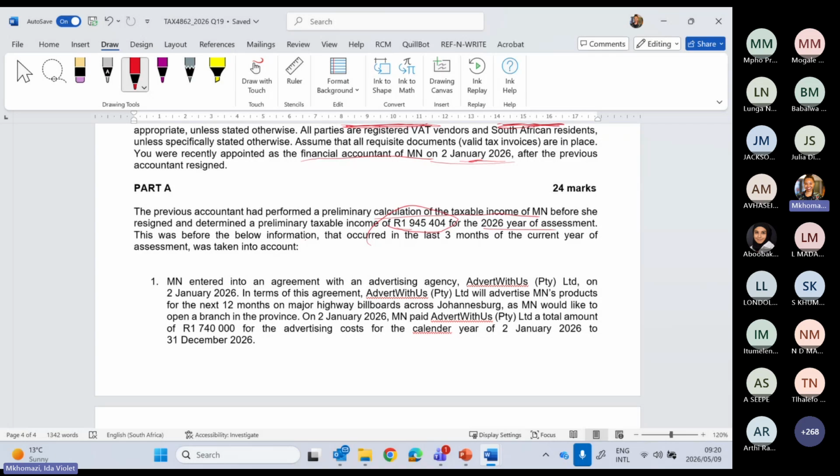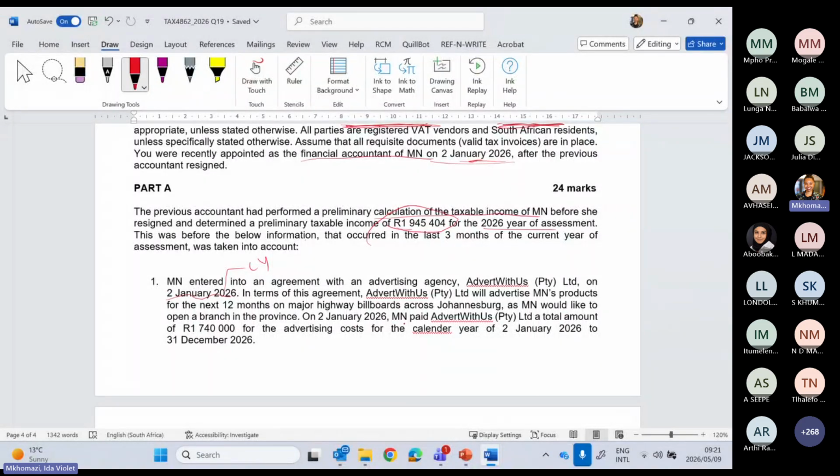If we look at the first one, the first transaction says that MN had entered into an agreement with an advertising agency called Advert with Us on the 2nd of Jan. 2 Jan is my current year, it falls in the current year. In terms of this agreement, Advert with Us will advertise MN's products for the next 12 months on major highway billboards because MN would like to open a branch in the province.